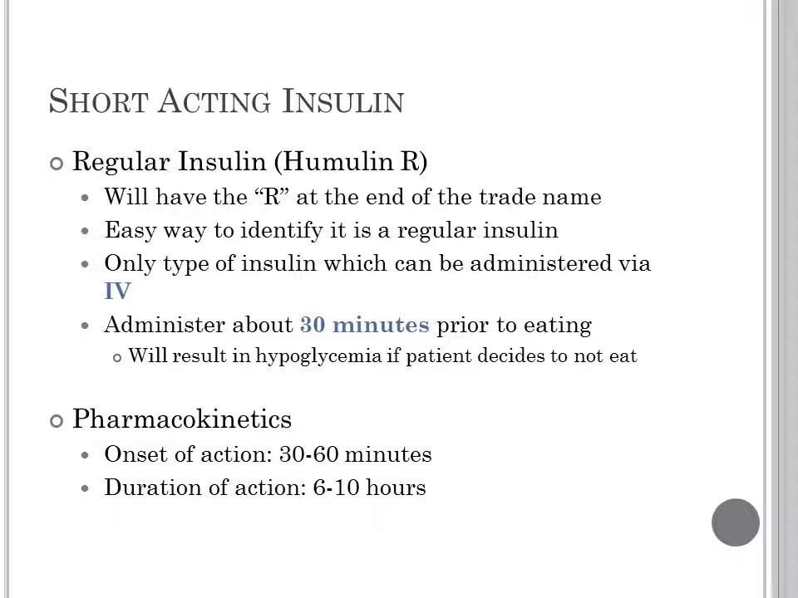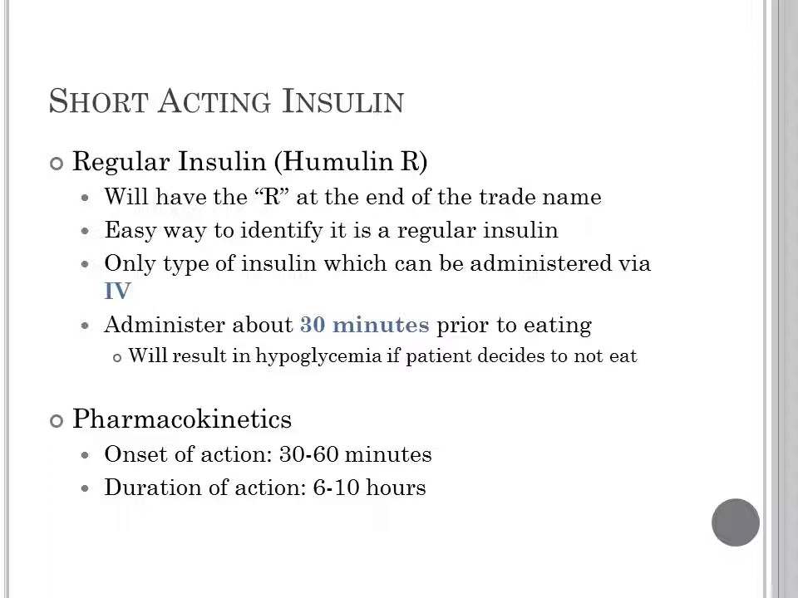The next type of insulin that we have is a short-acting insulin. This is going to be called regular insulin or Humulin R or Novolin R. For the trade name, it's always going to have the R at the end of it. So that's one way to connect it to being a regular insulin. If you're in practice and you see Humulin R or Novolin R, the R always means regular, and regular is always a short-acting insulin. That might be an easy way to identify it, and then you just have to remember regular is your short-acting insulin.